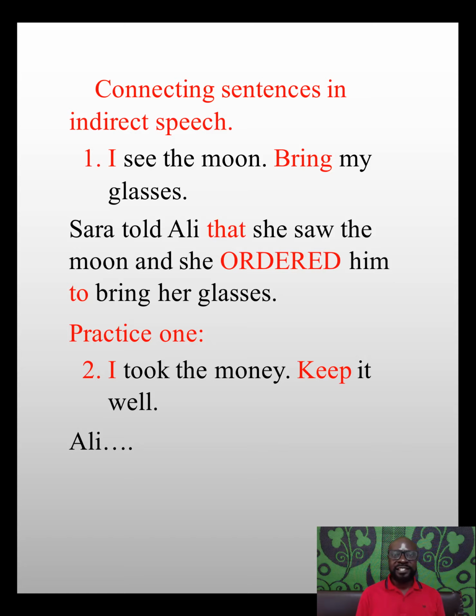Now, those two sentences require different reporting verbs. So first you say, Sarah told Ali that she saw the moon. Of course, because Sarah is a woman, I changes to she. See changes to saw because a present simple changes to a past simple. Now we have a problem. What about the second sentence?